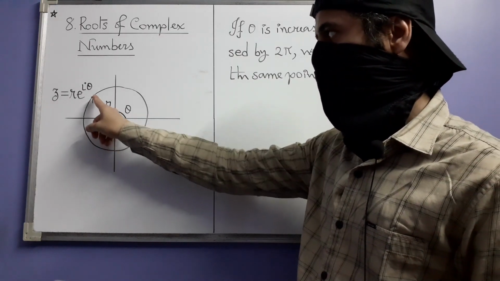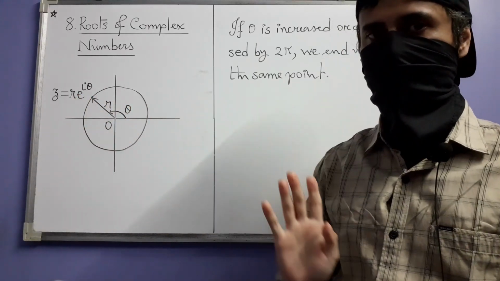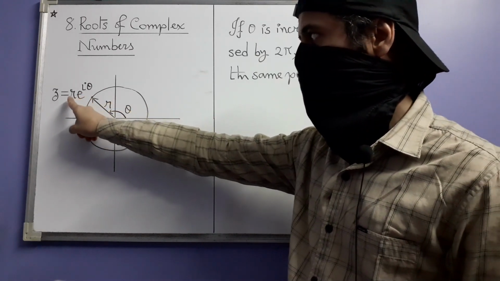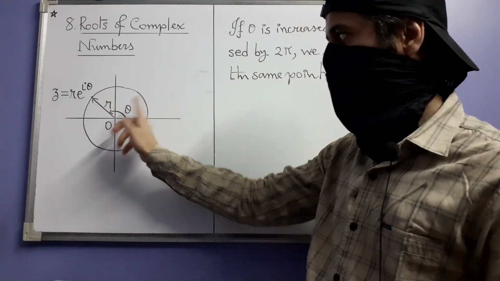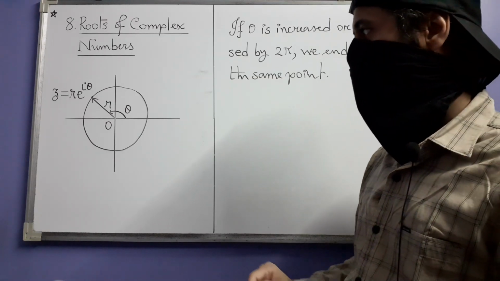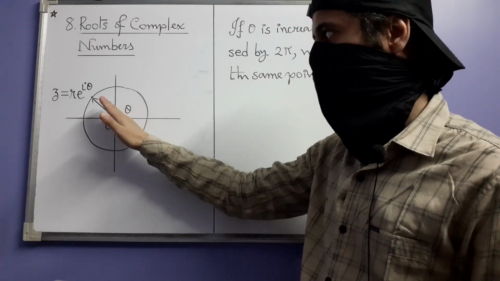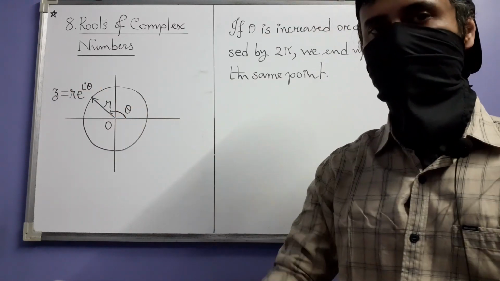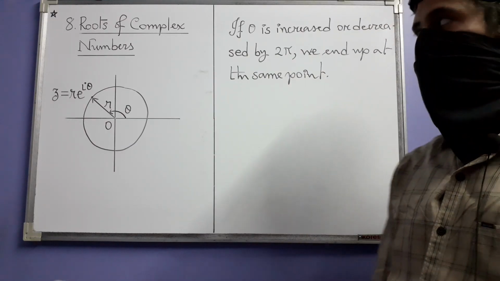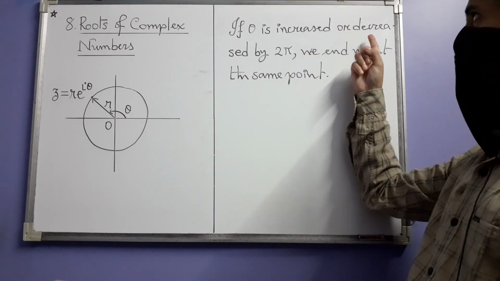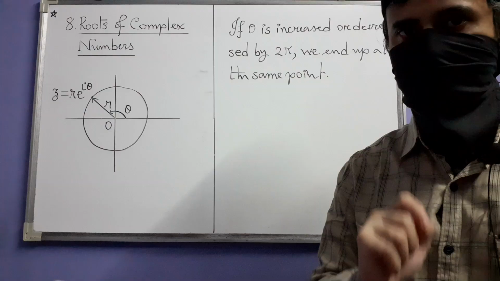Its distance from the origin is, say, r, some positive real number which equals the absolute value of the complex number. So that means this is the magnitude of this radius vector, and theta is some argument of the complex number. And here in this figure, theta is this angle between this radius vector and the positive real axis. Now it's of course clear from the figure that if theta is increased or decreased by 2 pi, then we end up at the same location, at the same point.